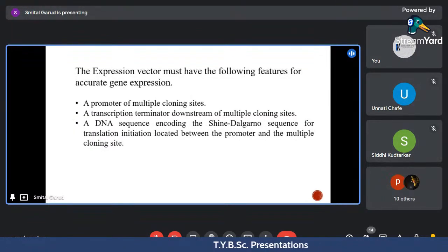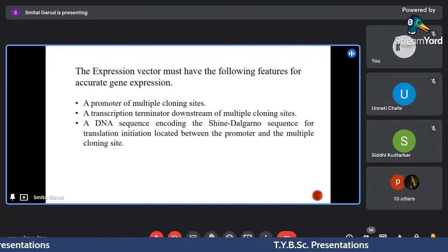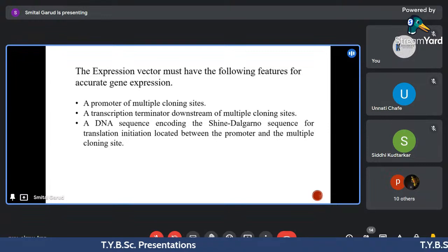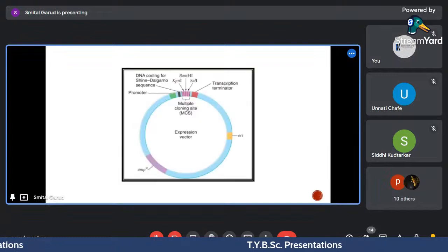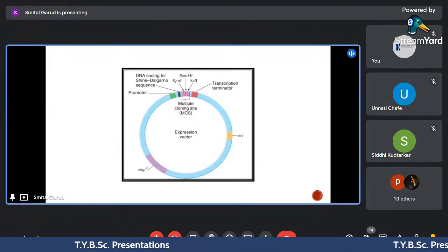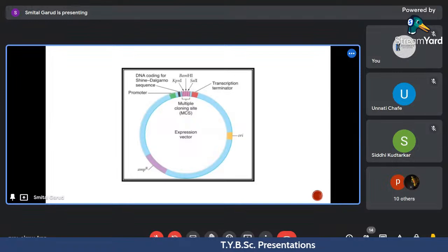For an expression vector, there are some features that must be available in the vector. One is a promoter, multiple cloning sites, a transcription terminator at downstream, and a DNA sequence coding like the Shine-Dalgarno sequence for initiation of translation. So here is the ideal expression vector, which has a promoter at upstream, terminator at downstream, multiple cloning site, Shine-Dalgarno sequence for initiation of translation, ORI, and the selectable marker, that is ampicillin resistance.